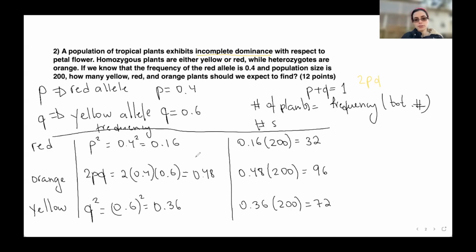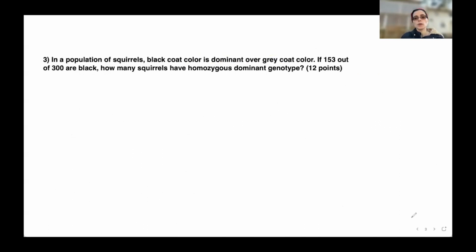In terms of frequencies, once you get your frequencies, a very good way to check yourself is to just add up those frequencies, because they have to add up to 1. So we got the numbers of red, the orange, and the yellow. If you got those numbers, give yourself 12 points. If you got to this part, at least, give yourself partial credit. And let's continue to the next one.